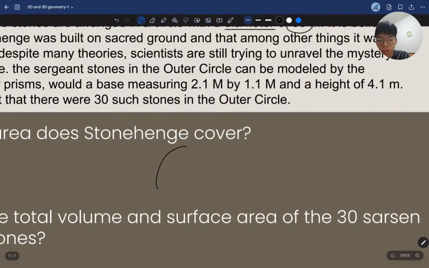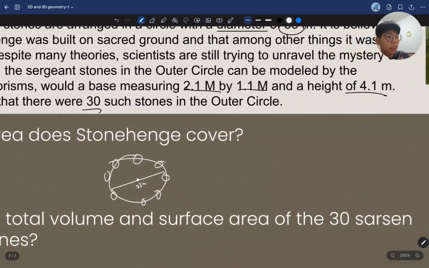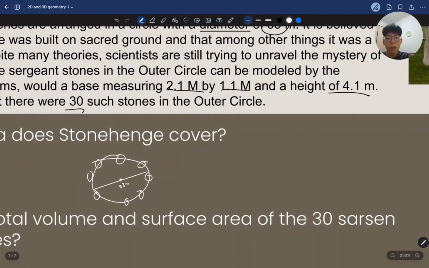So let's try to draw them. There is a circular shape, and there are a lot of stones around it. We found that the diameter is 33 meters, and it was stated. We should state all the measurements. And then, to find how much area Stonehenge covered, we should find the area of the circle.